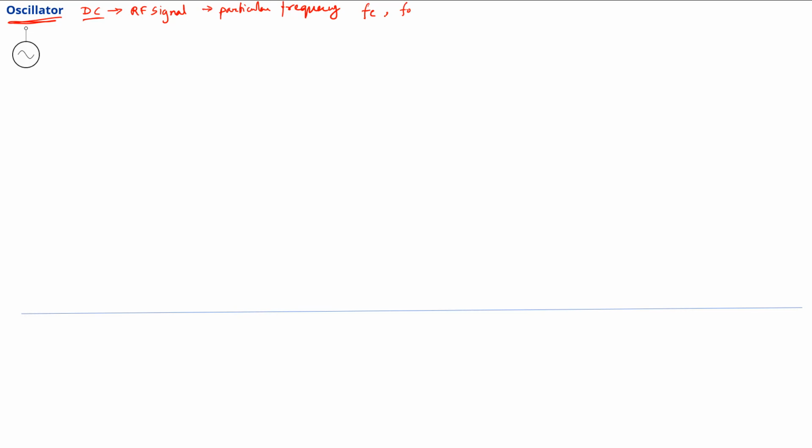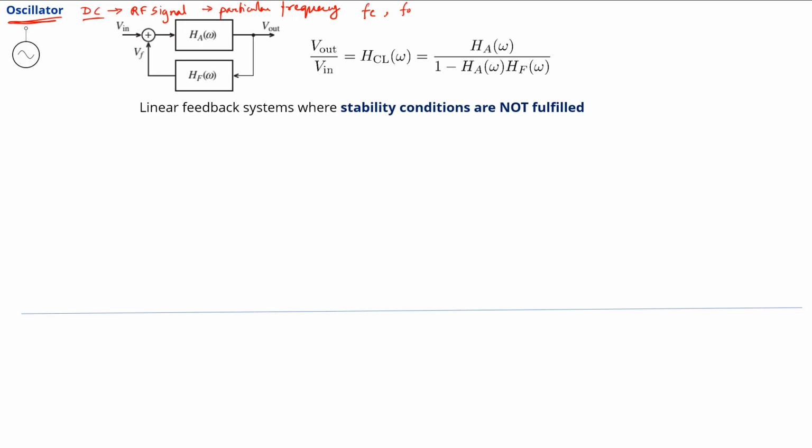The way this oscillator is able to generate a sinusoidal signal is by using the concept of positive feedback applied to an amplifier. For example, say you have an amplifier represented by the system response HA. If you take a part of the output and feed that back to the input, and the transfer function of the feedback system is HF, then the output in terms of the input can be given as the total system response for the closed loop.